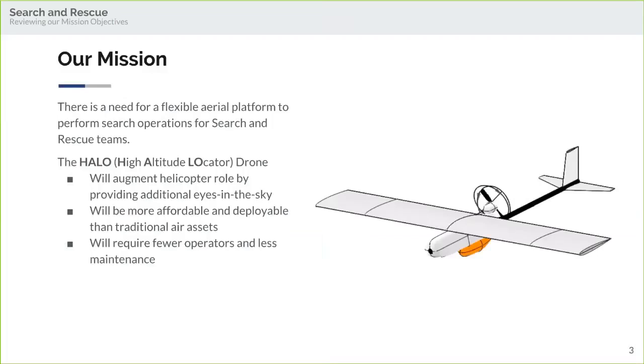So for our mission, essentially there's a need for a flexible aerial platform to perform search and rescue operations. Our high altitude locator drone will augment the helicopter role presently fulfilled by providing additional eyes in the sky. It'll augment this by being more affordable and more deployable than traditional air assets. It'll also require fewer operators and less maintenance.